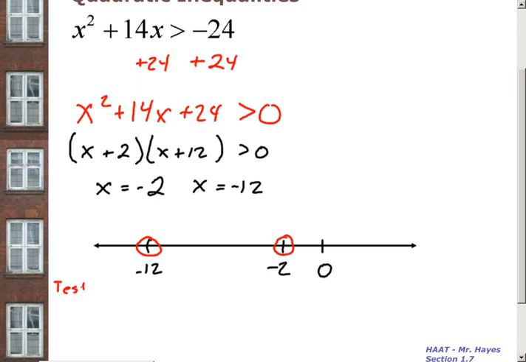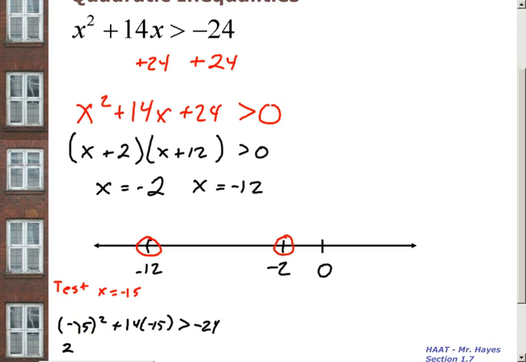So what we're going to do is test a point somewhere less than negative 12. Let's test x equals negative 15. At this point, I'm going to plug that back in, ideally into the original inequality. So I'm going to test negative 15 in for x. Apologize for the handwriting. Plus 14 times negative 15. And is that going to be bigger than negative 24?